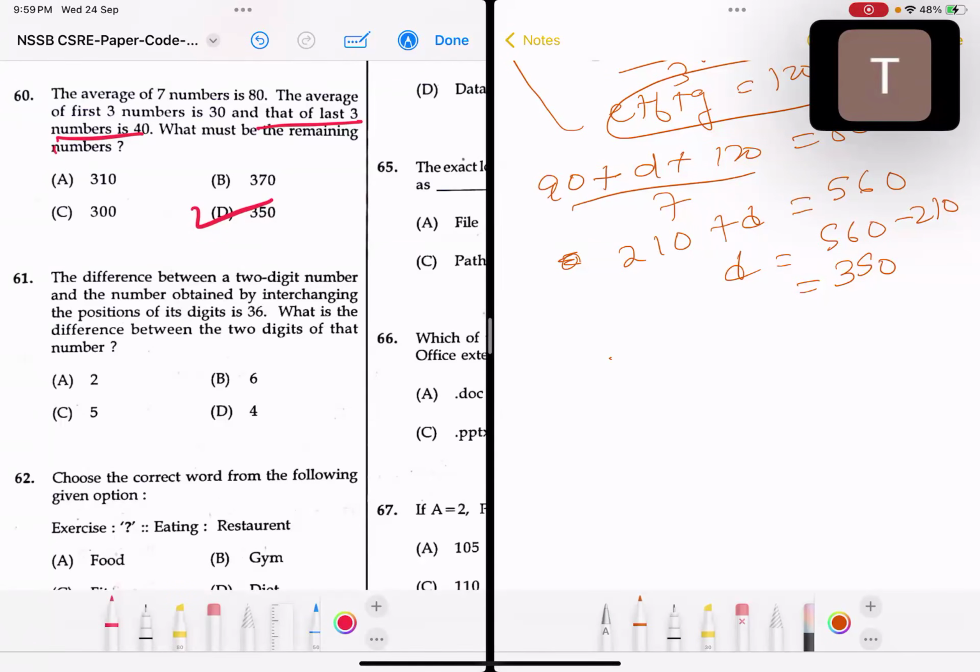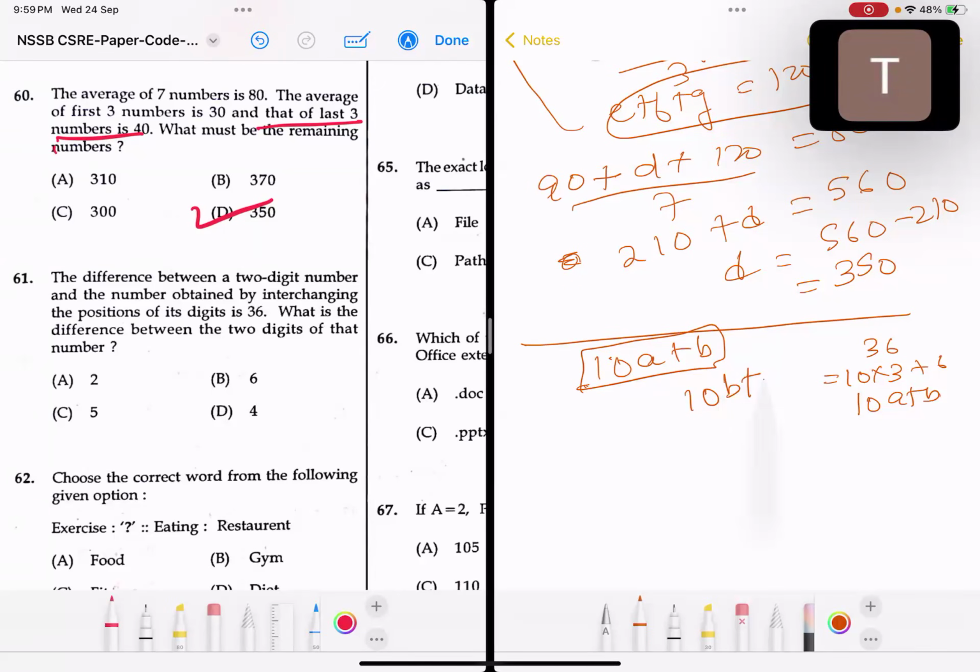Now let's consider the number as 10A plus B, okay? Why? Because if it is 36, then it has to be 10 into 3 plus 6, right? Only when we multiply 10 into 3 plus 6, we'll get 36. So we'll just consider it as 10A plus B, okay? So this is the first number. And it says that the digits are interchanged, right? Which means the interchanged number will be 10B plus A, right?